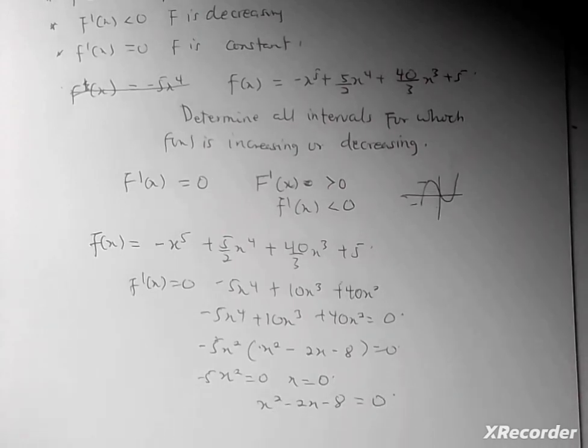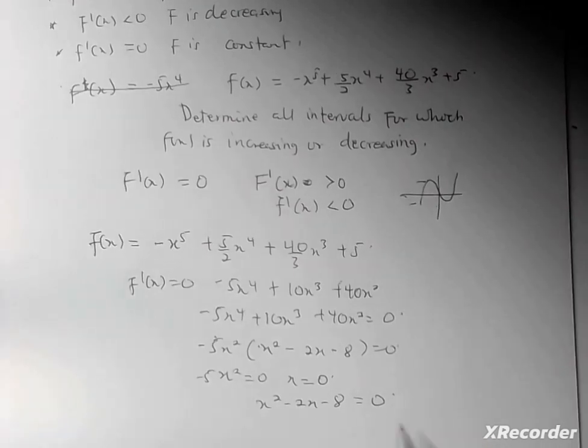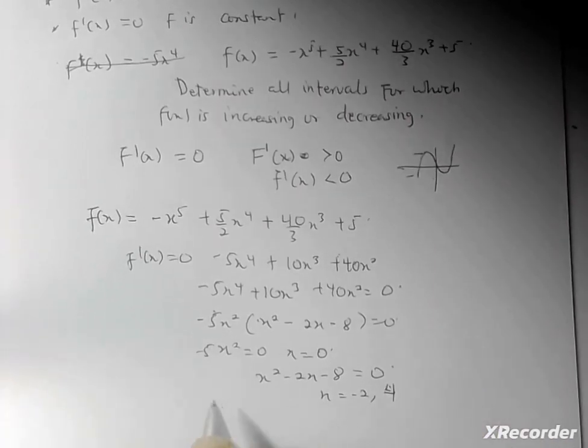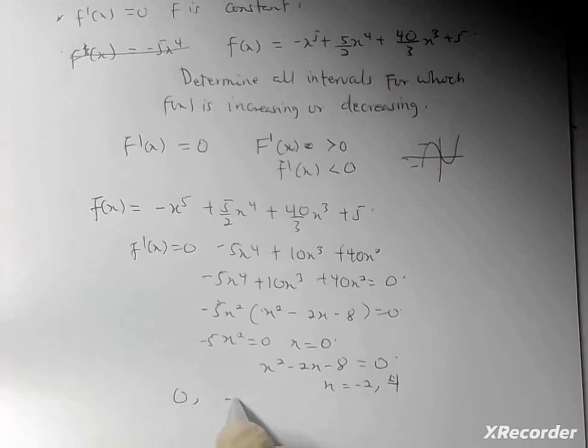Then how do I do it? I find my factors, negative 2 and 4. So x is equal to negative 2 and 4. Therefore, my critical points are 0, negative 2, then 4.